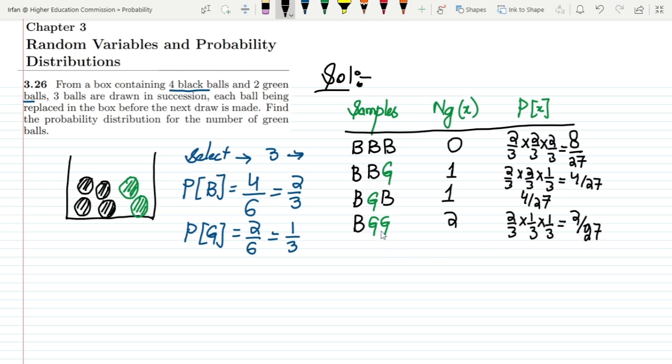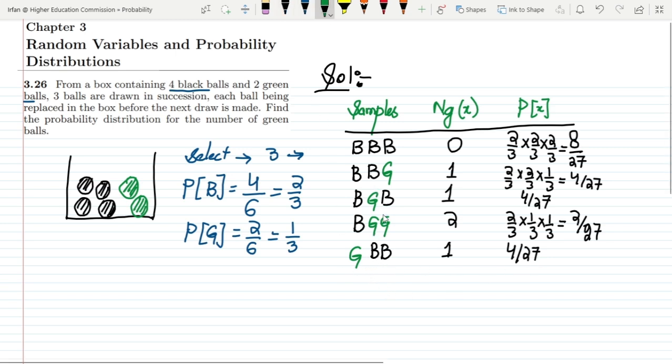Okay, so these are for these 4. Similarly for the next turn I will have green and then 2 black. Again we can see here that we have one green, so it will remain the same, and the probability of it will remain the same here, and that is 4 by 27. By multiplying the probabilities together you can find it out.